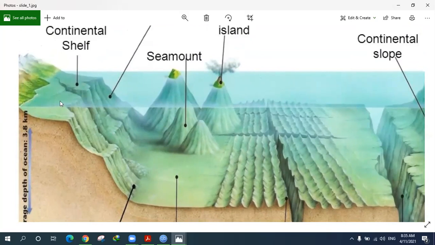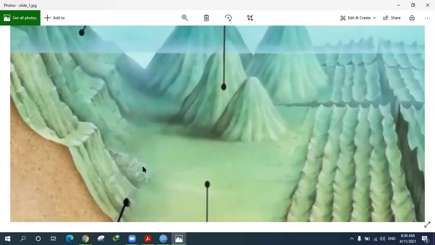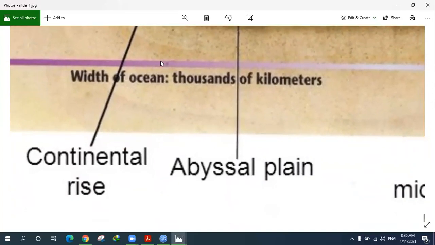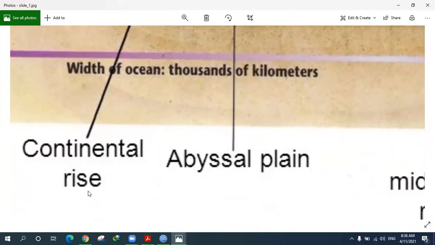So as the sediment moves from the surface, or we can say the continental shelf, or the part of the land, it actually comes down and deposits here at the bottom. Can you guys see this small pile of sediment? This has a name, it's called the continental rise.